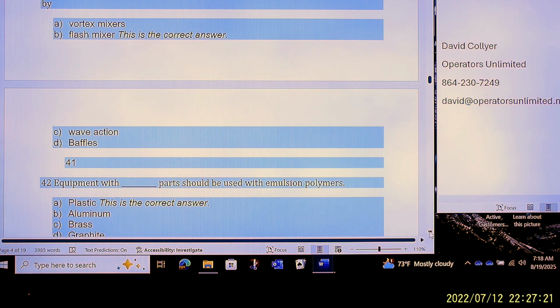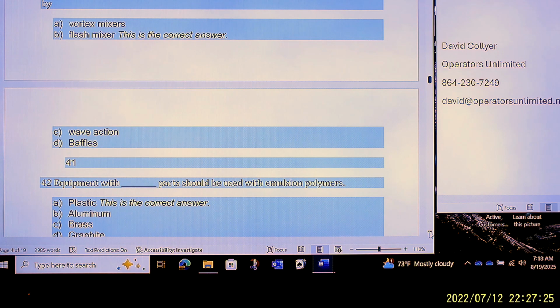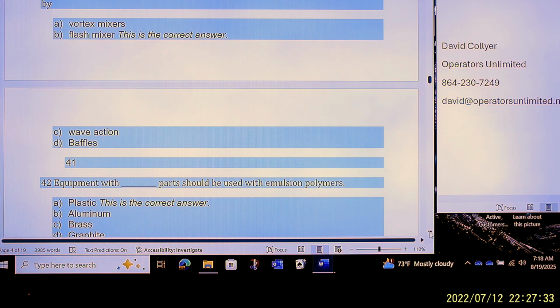Number 40. In a chlorine contact chamber, the mixing of the chlorine and effluent is provided by A, vortex mixers, B, flash mixers, C, wave action, or D, baffles. The answer to 40 is B, the flash mixer.